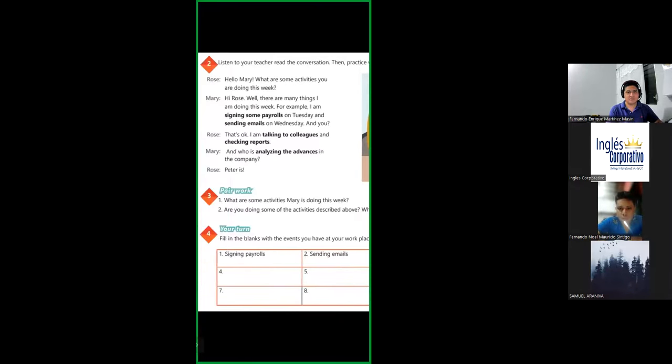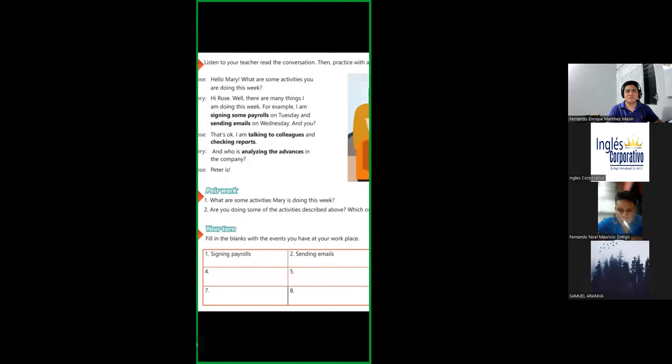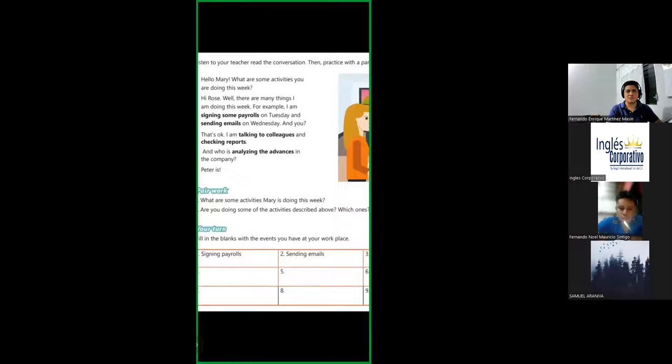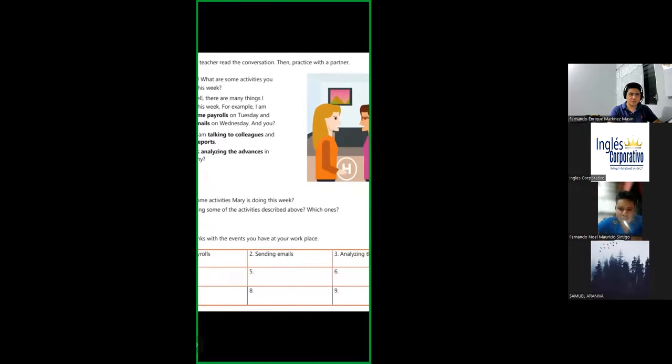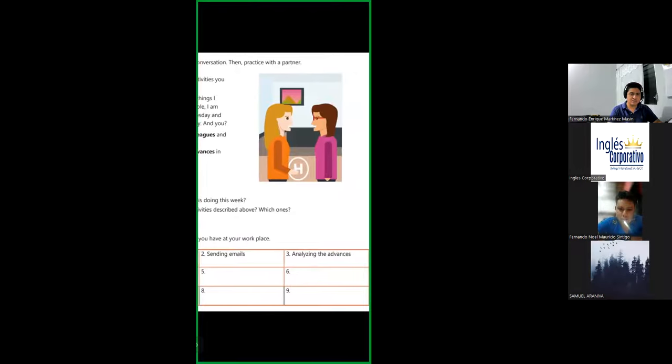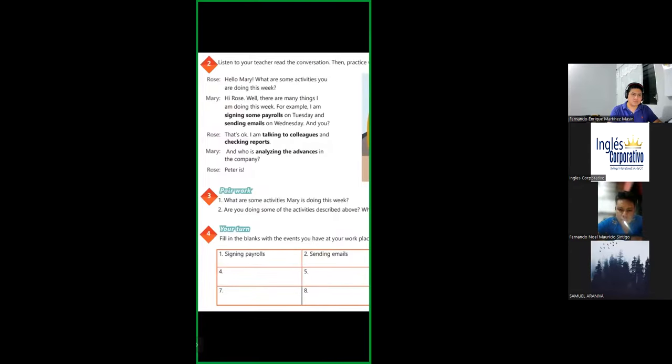Respond to the question, number three. The box also says: what is the event you have at workplace? The examples are already there: sending emails, analyzing the advances. Let's put this one in the box.